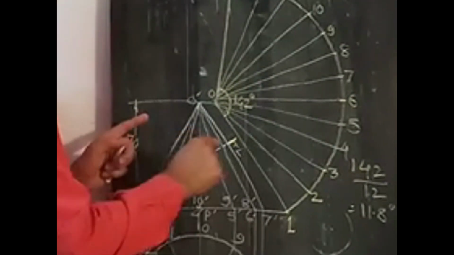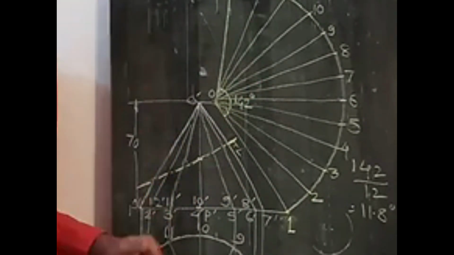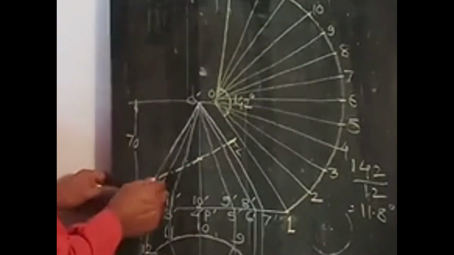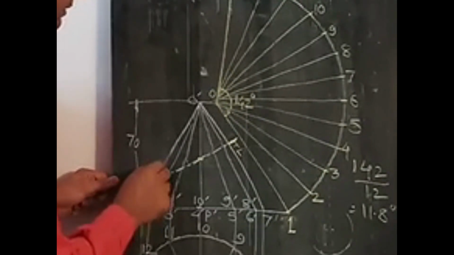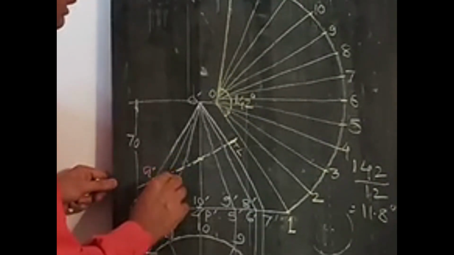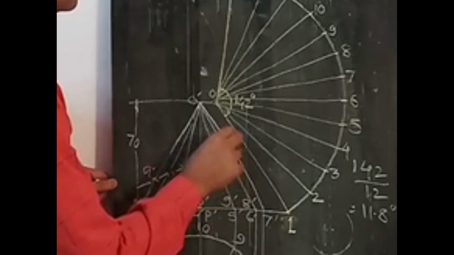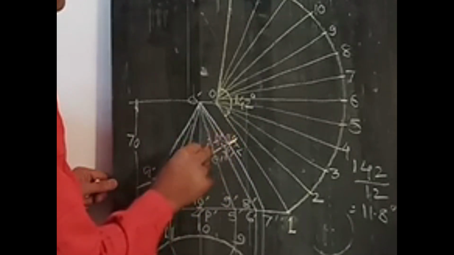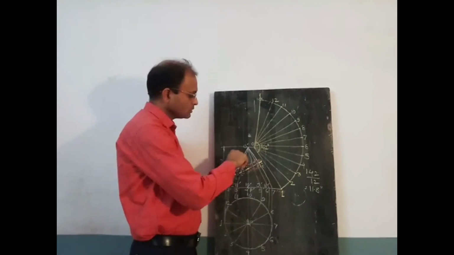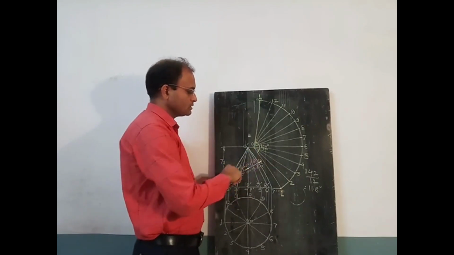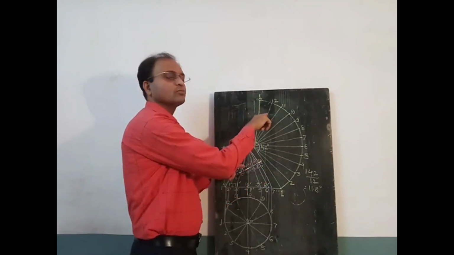Now we have to consider common points on the generators of the cone and the cutting plane. If I start from generator 1, let us say point A is on generator 1. Likewise, point B is on generator 2 and so on. So A dash to L dash are the points on generators 1 to 12 respectively. Now we have to obtain all these points on the development.